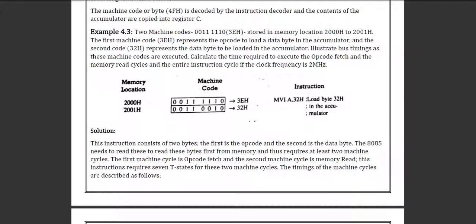In this section we have memory location 2000 and 2001. The machine code for 2000 is 3E hexadecimal and for 2001 is 32 hexadecimal. In this instruction we can write MVI, which is move immediate, because 2001 and 2000 is the immediate. So MVI A 32 means to load the byte 32 to the accumulator, which is denoted as A.